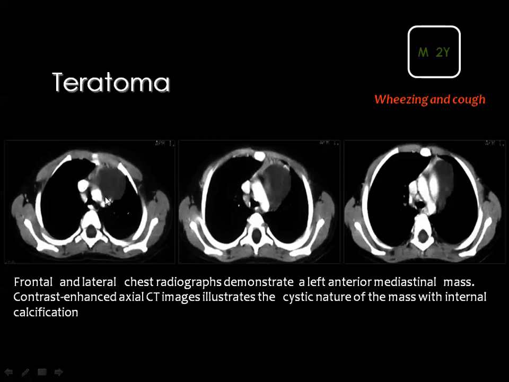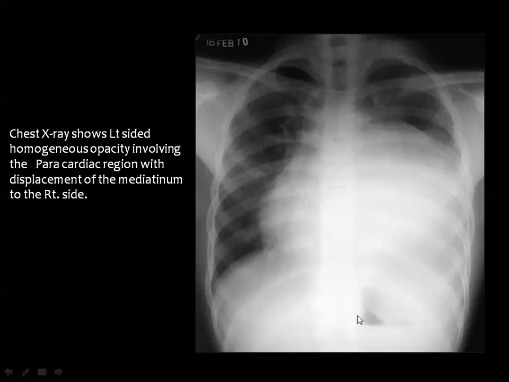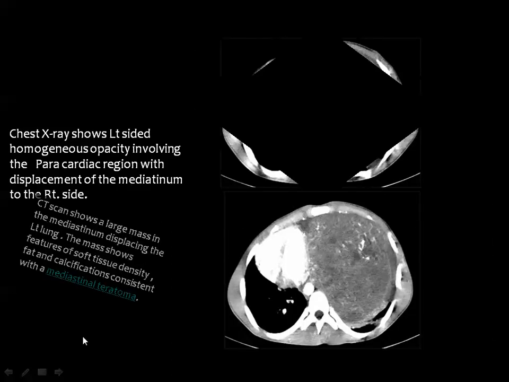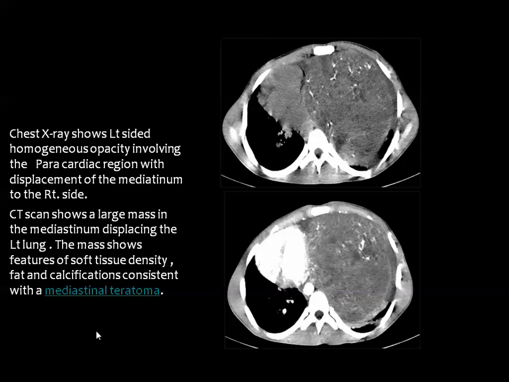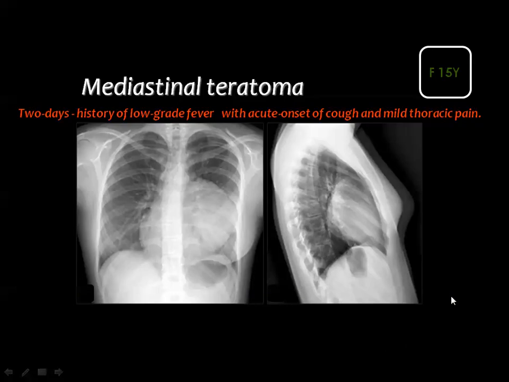And here you see the presence of a fat-containing lesion in the anterior mediastinum, foci of calcification within the lesion, then the diagnosis of teratoma is easy. In this chest X-ray, there is a big mass on the left side, and the CT scan showed that the mass contains solid component, fat, which is hypodense, and the foci of calcification. Then the diagnosis of mediastinal teratoma was suggested.